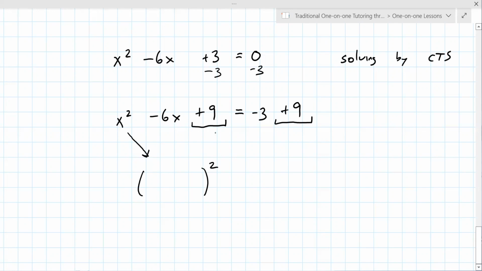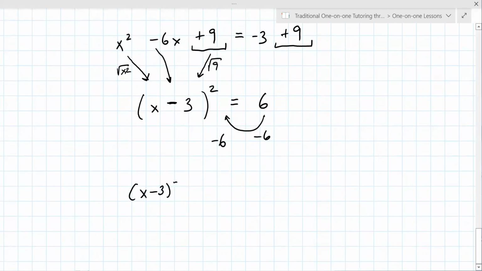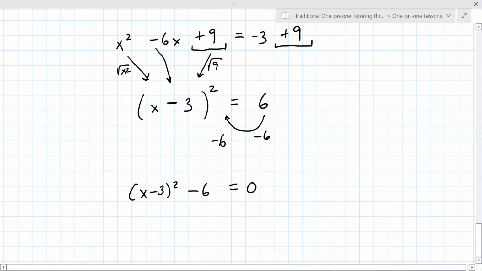It comes from this first term and this last term. You have to take the square root of x squared and the square root of 9. So that's x and then 3. And then the sign comes from the middle here. Okay, so this equals 6 on the right-hand side. And then you move this back over by subtracting 6 from both sides. So your final answer is x minus 3 squared minus 6 equals 0.